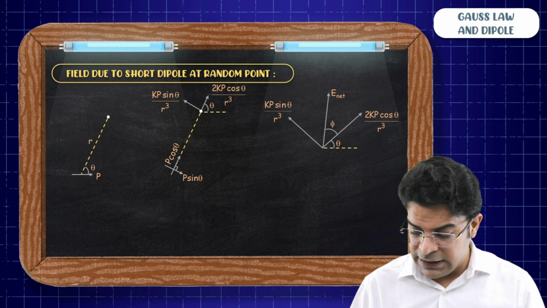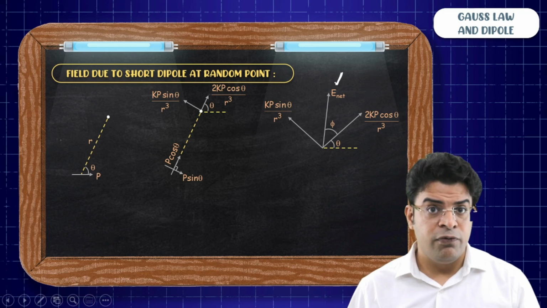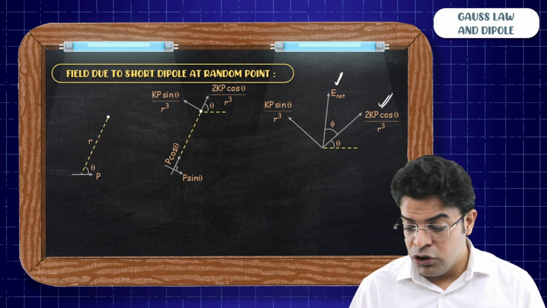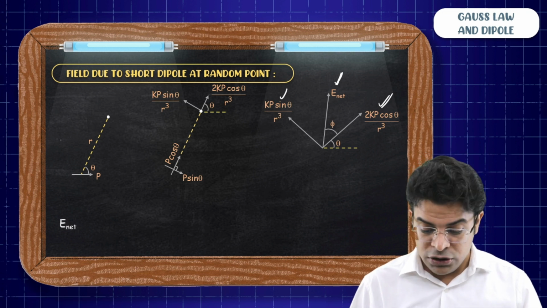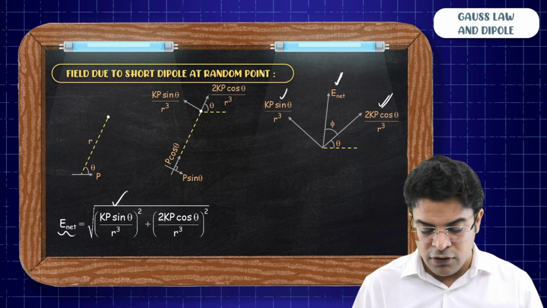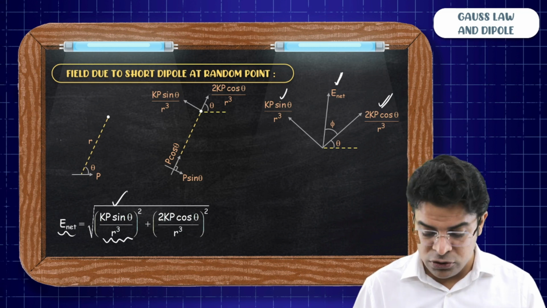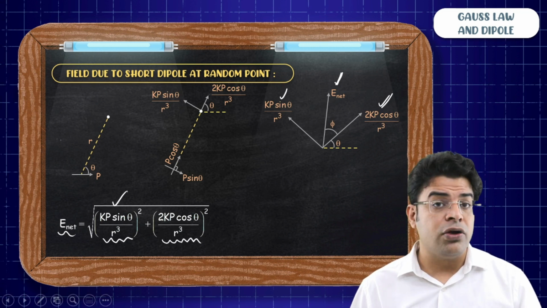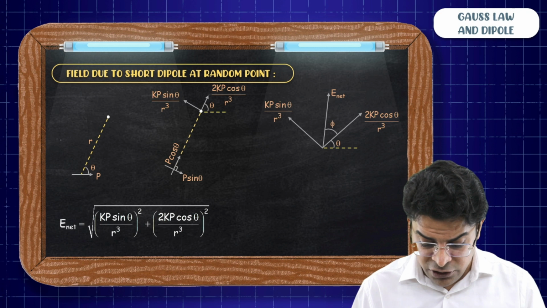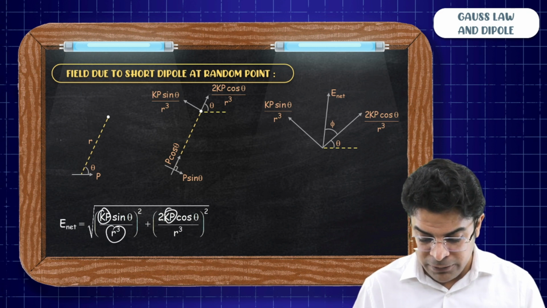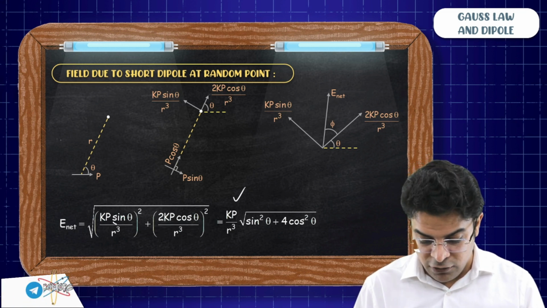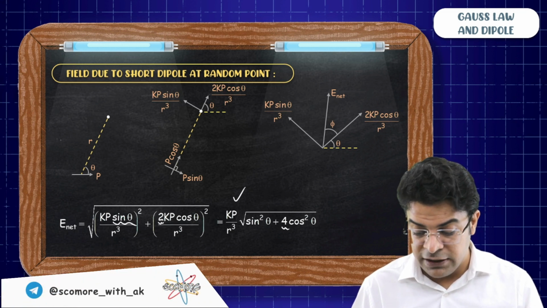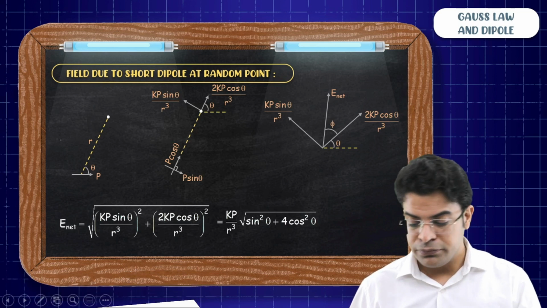So you can say that this net electric field will be the resultant of 2kp cos theta by r cube and kp sin theta by r cube. So you get the net electric field as under root of (kp sin theta by r cube) whole square plus (2kp cos theta by r cube) whole square. Here you get kp by r cube common. Once you take it outside, you get kp by r cube times under root of sin square theta plus 2 square, which gives you 4 cos square theta.